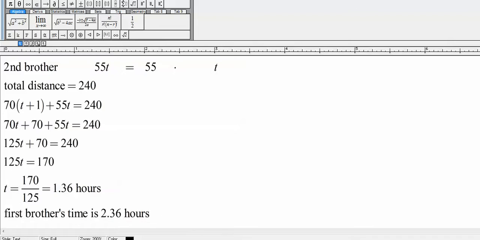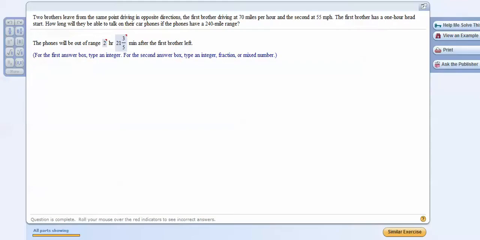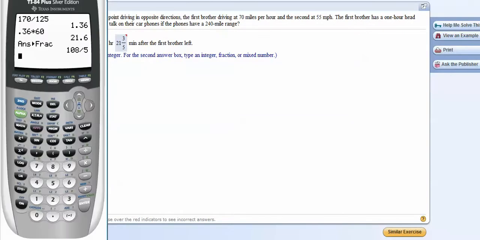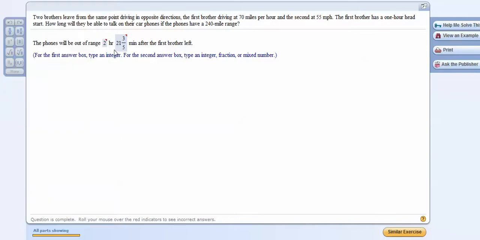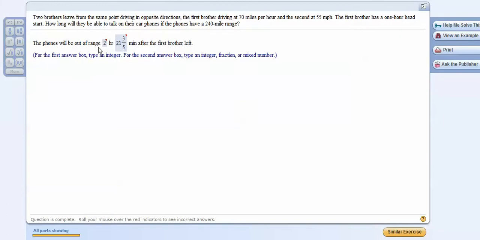So if we take the 0.36 times 60, because there's 60 minutes in an hour, that would be 21.6 minutes. If we make that a fraction, the 0.6 will be 3/5, and so you can see that the 21 minutes and then 0.6 minutes after that, so that'll be 2 hours and 21.6 minutes, or 2 hours 21 3/5 of a minute after the first brother left.